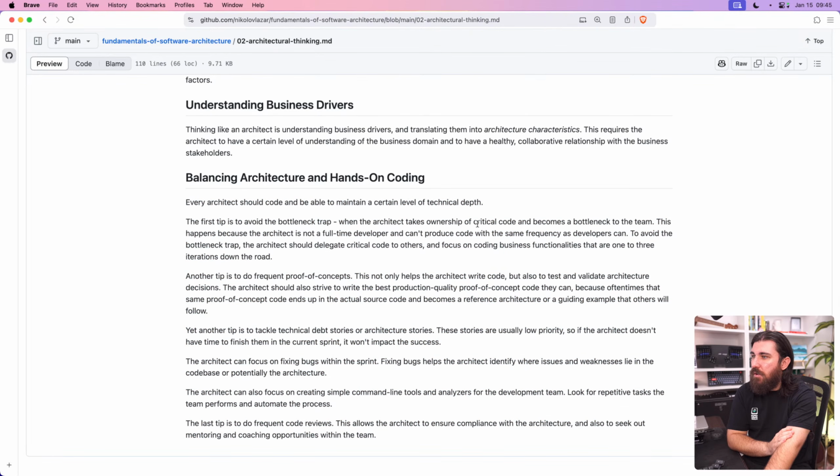Just stay away from critical code, leave that to the team, do POCs, technical debt, do some refactoring, fix bugs, do some code reviews. For an architect, that's going to be enough, like hard skills in coding.